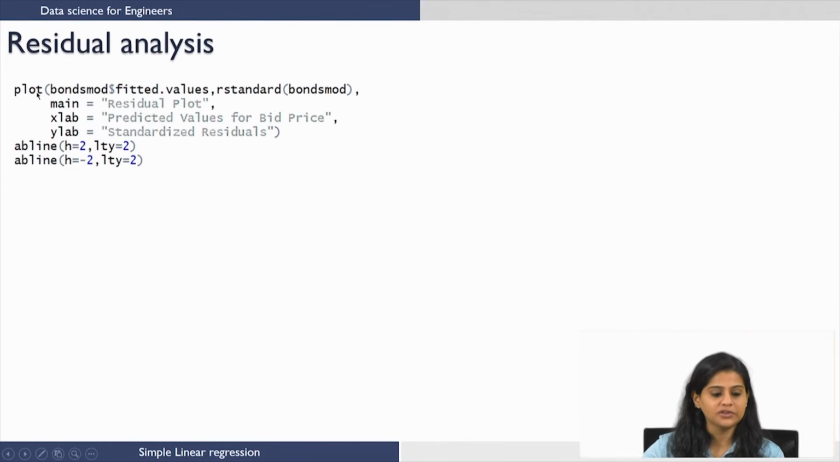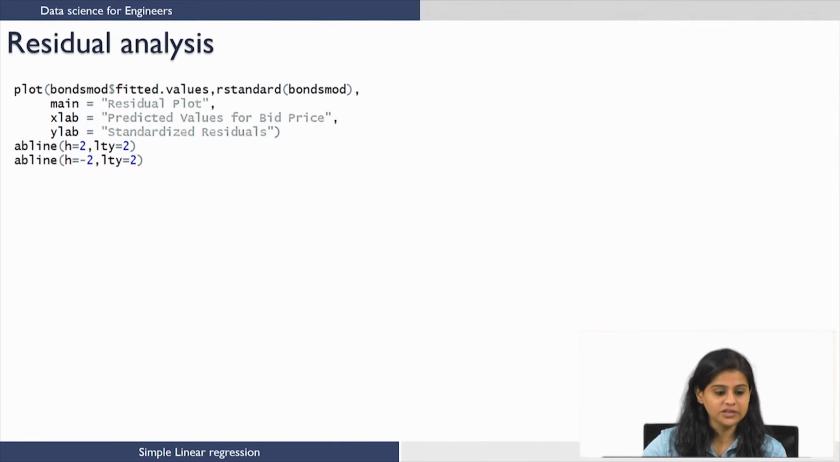So, you can see a plot function on the left hand side. For the residual plot, I am going to plot fitted values on the x axis and the standardized residuals from the model we built on the y axis. We built a linear model called Bond's mod, and we are going to calculate the standardized residuals for it. I am also giving a title: the title for this plot is residual plot, my x label is predicted values for bid price, and my y label is standardized residual.